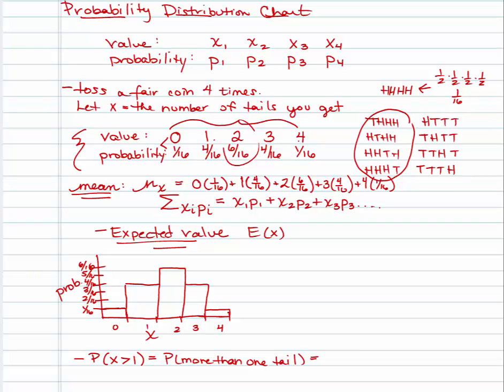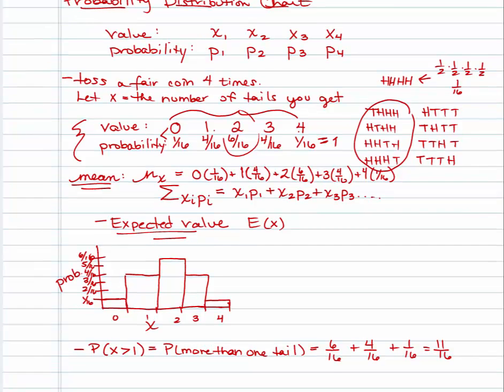So we would want 2 tails would work, and 3 tails would work, and 4 tails would work. We would just be summing up their probabilities. And in order to make sure that we have a valid probability distribution chart, just like always, all these probabilities should sum to one whole.